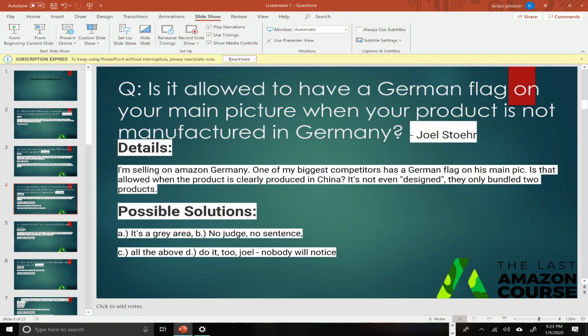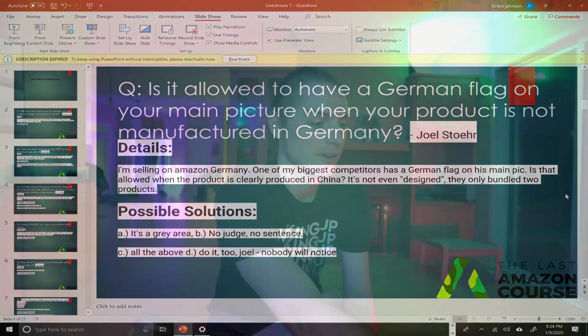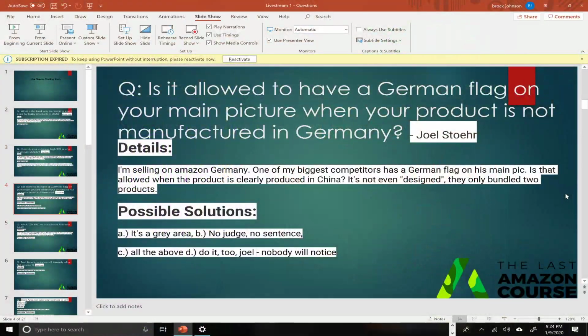Selling on Amazon Germany, biggest competitor has a German flag. His possible solutions were that it's a gray area, no judge, no sentence, all the above. And do it, Joel. Nobody will notice. This is a question that you have to decide, Joel. I guess, are you hurting the world? Will it really move the needle? That's what it's going to be at the end of the day. So make the decision yourself. I mean, you're probably not going to get banned if that's what you want to know. Is it allowed? Yes. Should you do it? Your choice. Okay, next question.